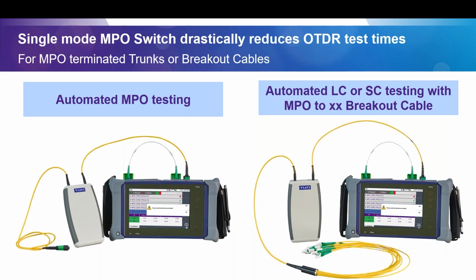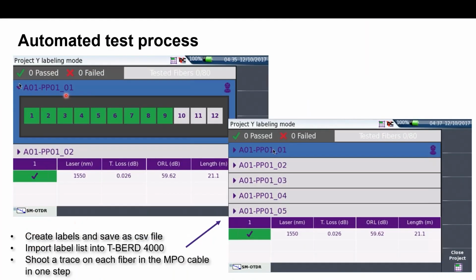So let me just go back to that other slide. And this is just, again, showing how it automates the process. We download all the labels into the unit. These are all MPO, 12 fiber, 8 fiber, whatever it is. And then when you hit the start test button, it goes through and just tests one right after the other, fully automated.